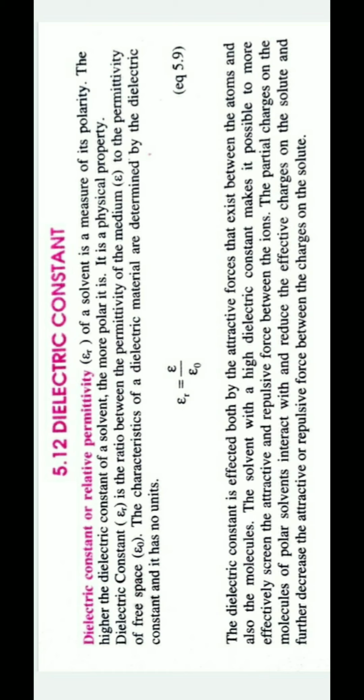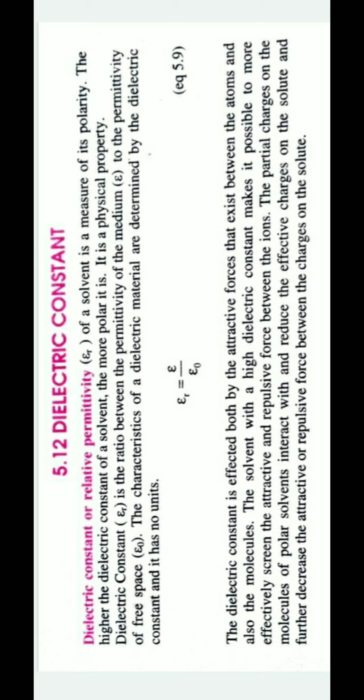A higher dielectric constant of a solvent indicates that the solvent is more polar. So water has a high dielectric constant, which means it is polar in nature. It is a physical property.